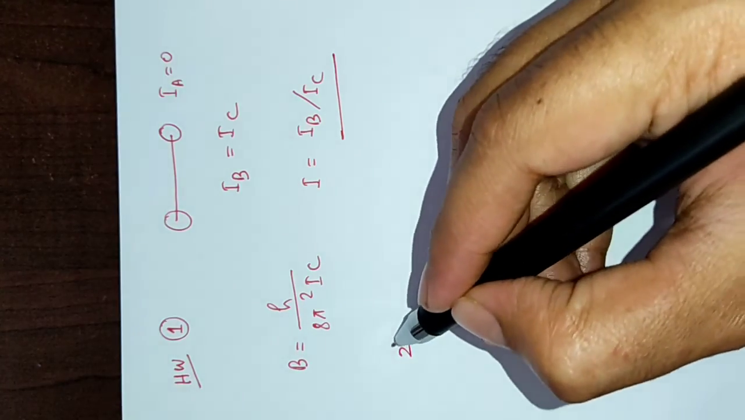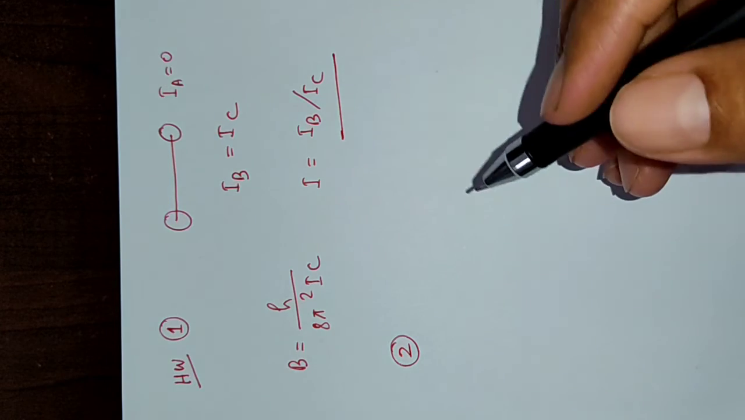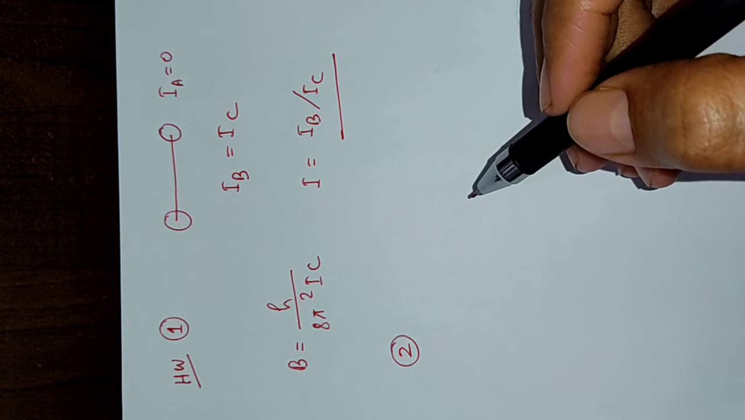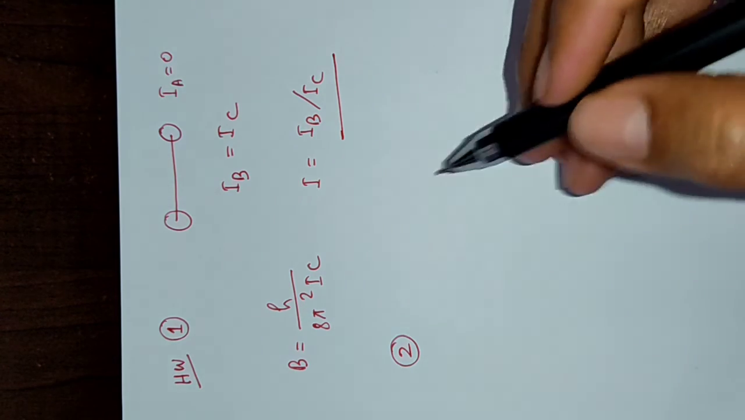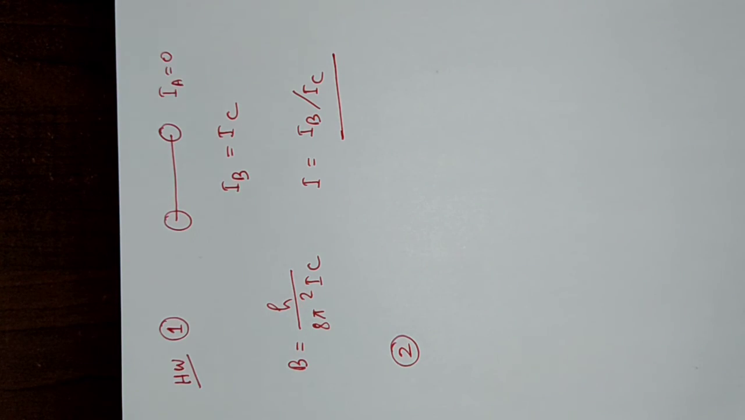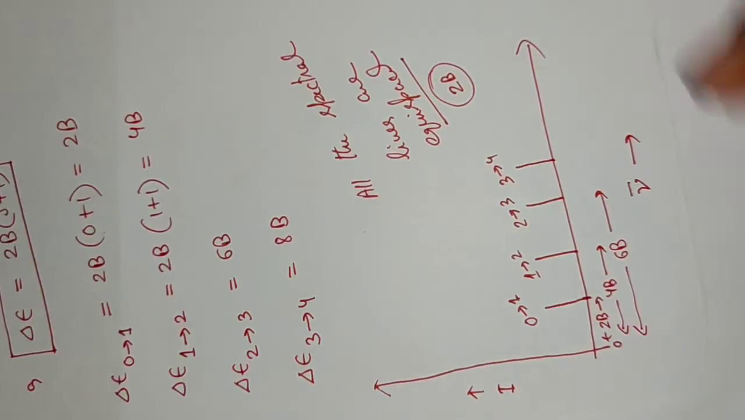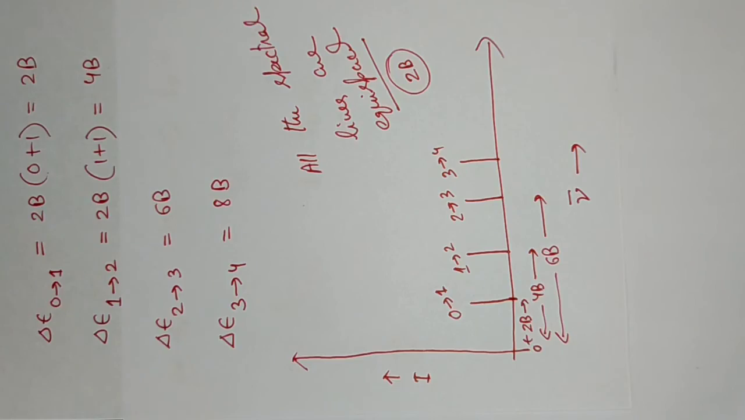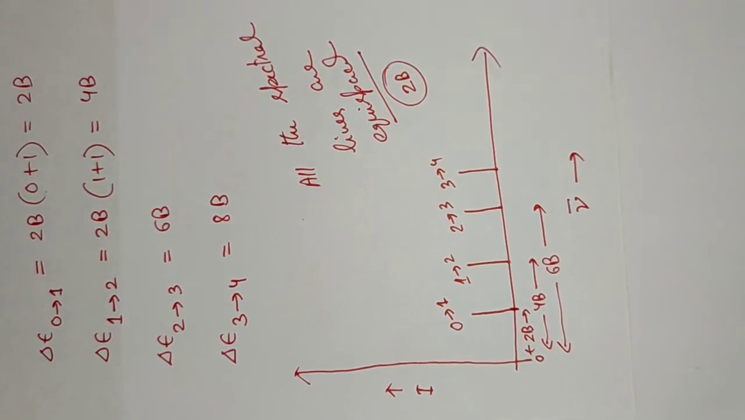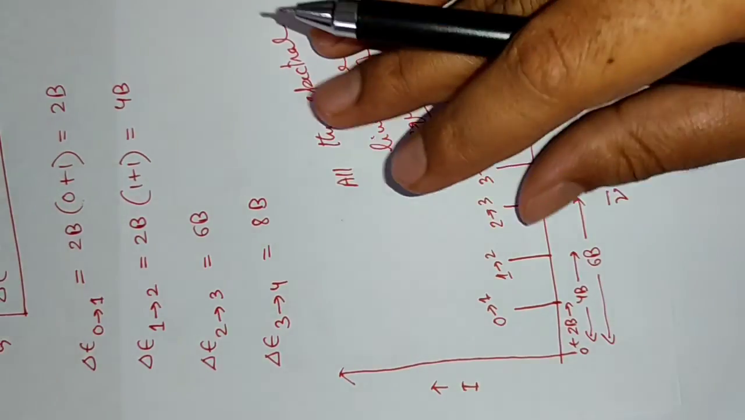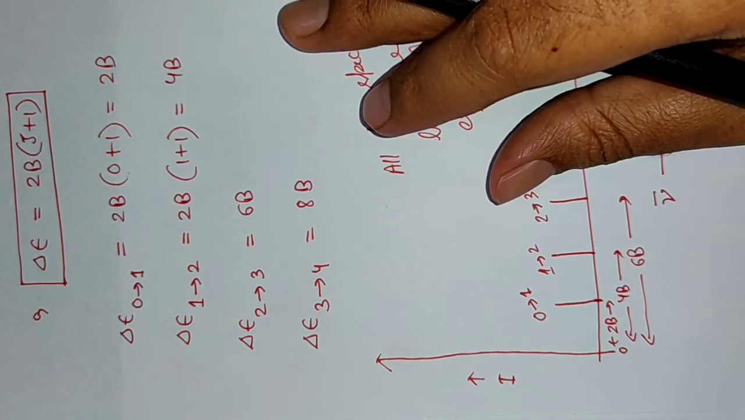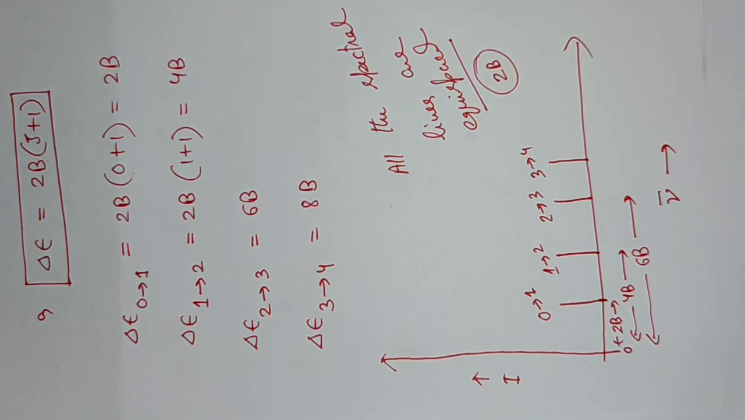And the second question is, even for IB and IC, how does the first line appear? First line means this one for 0 to 1. Why am I putting such a question? Since when it is in the 0 state, it will have energy B into J plus 1, so its energy will be 0.